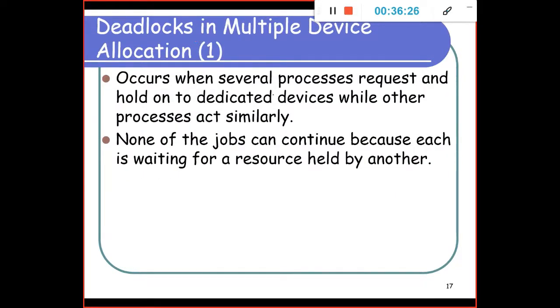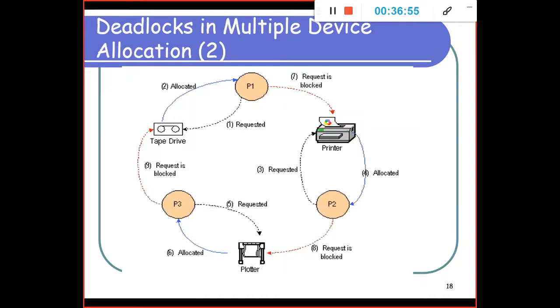So deadlocks occur when several processes are in multiple device allocation. They occur when several processes request and hold on to dedicated devices while other processes act similarly. So there you have several processes that request and hold on to dedicated devices. None of the jobs can continue because each is waiting for a resource held by another, similar to other deadlock situations.